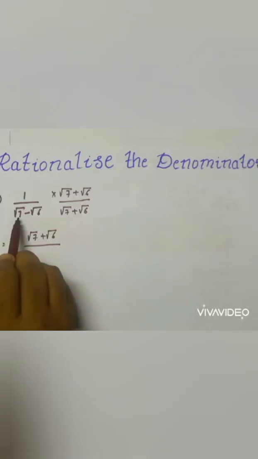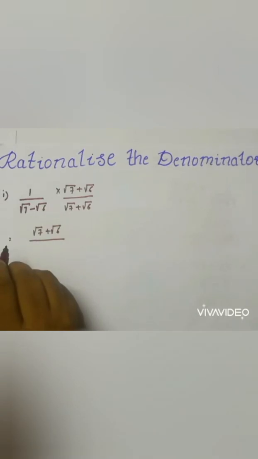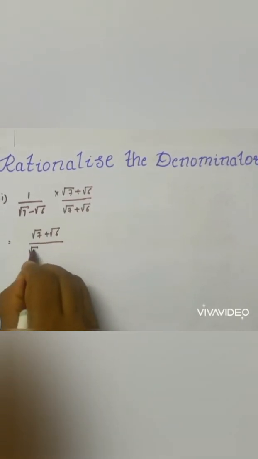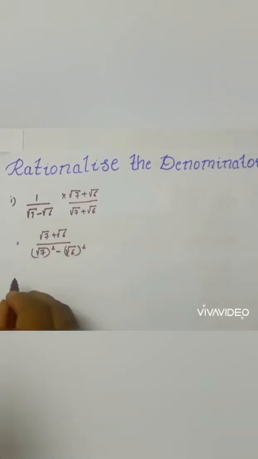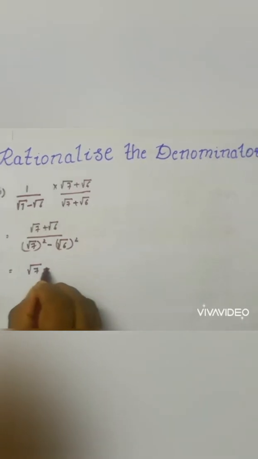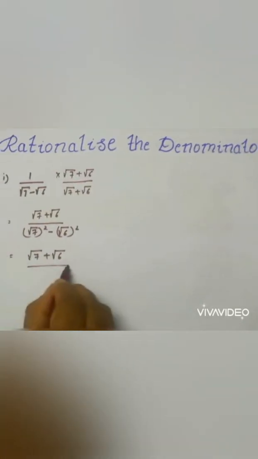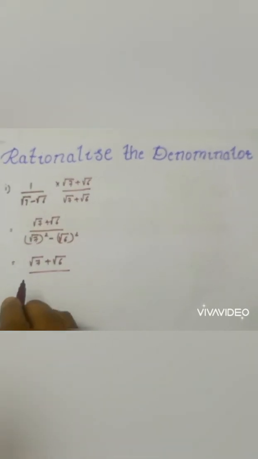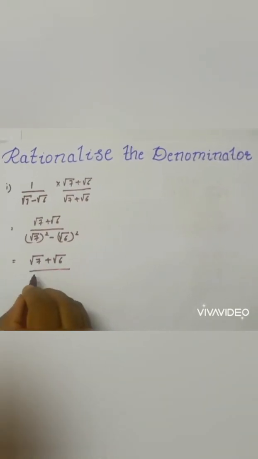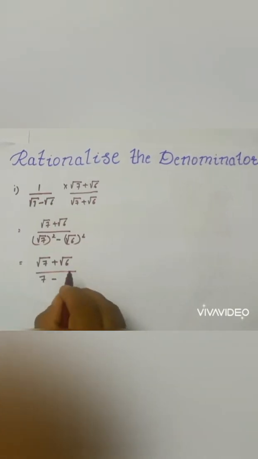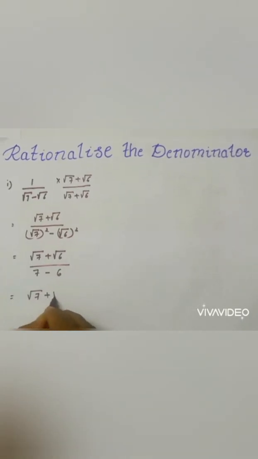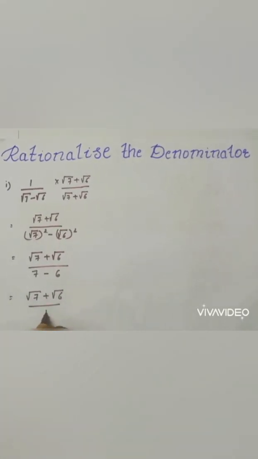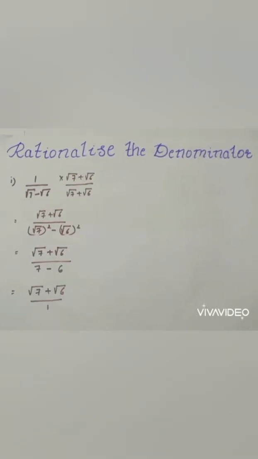Here, this is in a form of a plus b and a minus b. What is the identity? A square minus b square. So, root 7 whole square minus root 6 whole square. Now, root 7 whole square means root 7 into root 7. Root 7 into root 7 is 7 minus root 6 into root 6 is 6. We will be getting root 7 plus root 6 by 7 minus 6 is 1. This is how you will be solving the problem.